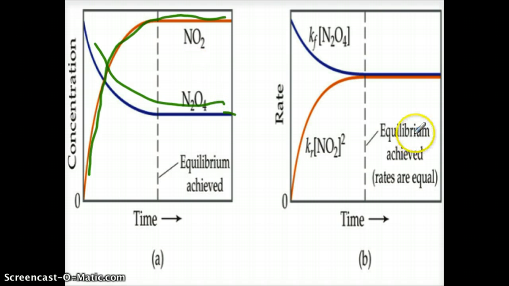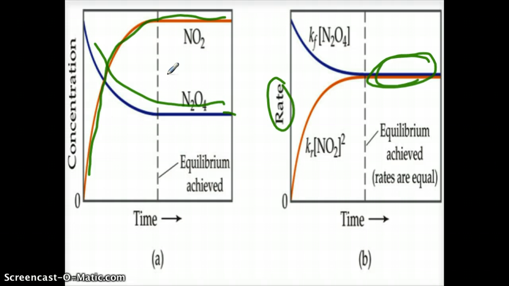Are the concentrations the same? No. But if you look at the right side and we actually analyze the rate, the rate of NO2 is going to go up and eventually stabilizes. The rate of N2O4 is going to go down and eventually it stabilizes. Is the rate the same? Yes, the rate is going to be the same. The concentration on the left side is not. So just keep that in mind.